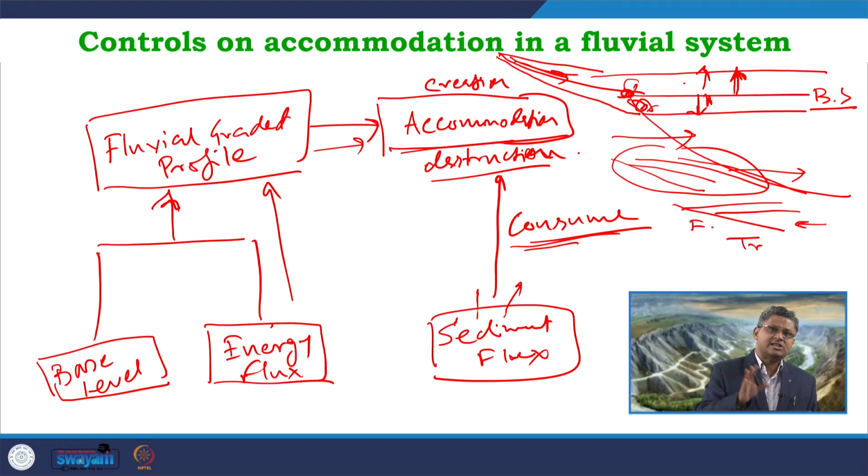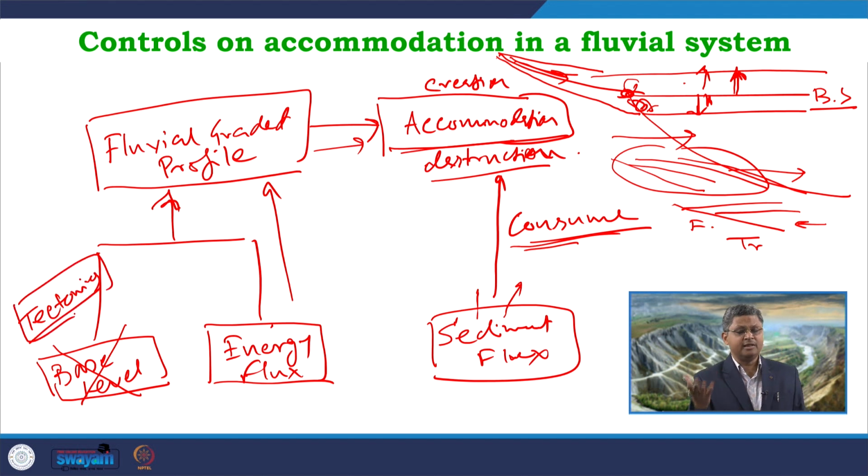The scenario remains the same for the upstream control setting, where the base level part is not directly involved, because in the upstream control fluvial system we know that the fluvial graded profile is not controlled by the base level change. So, what is the control factor over here? It is the tectonics of that particular terrain, that particular river system, which actually gets associated with the energy flux of that river system, and together they will control the fluvial graded profile.